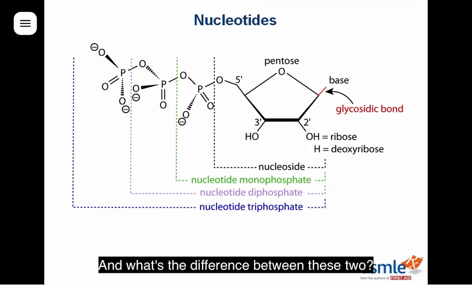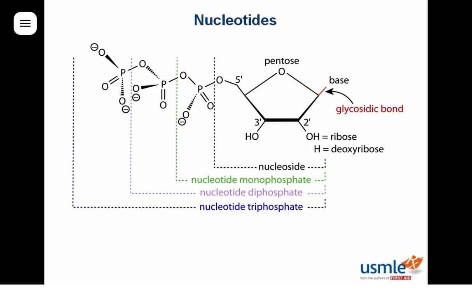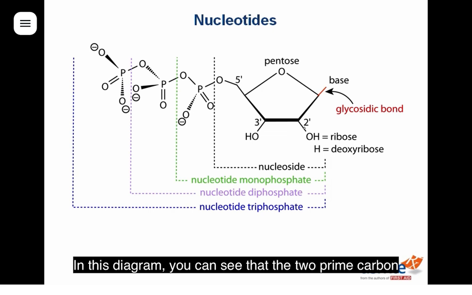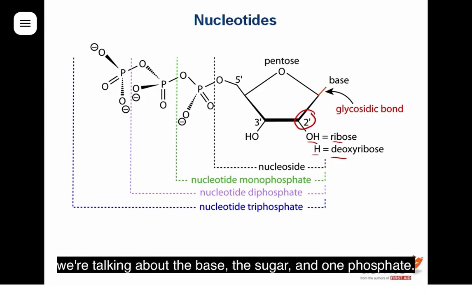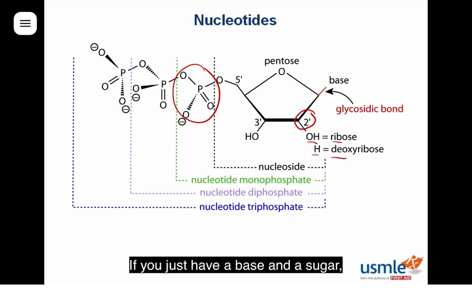And what's the difference between these two? In this diagram, you can see that the 2' carbon in the sugar can have either a hydroxyl group, which makes it ribose, or just a hydrogen, which makes it deoxyribose. So when we say a nucleotide, we're talking about the base, the sugar, and one phosphate. If you just have a base and a sugar, that's called a nucleoside.